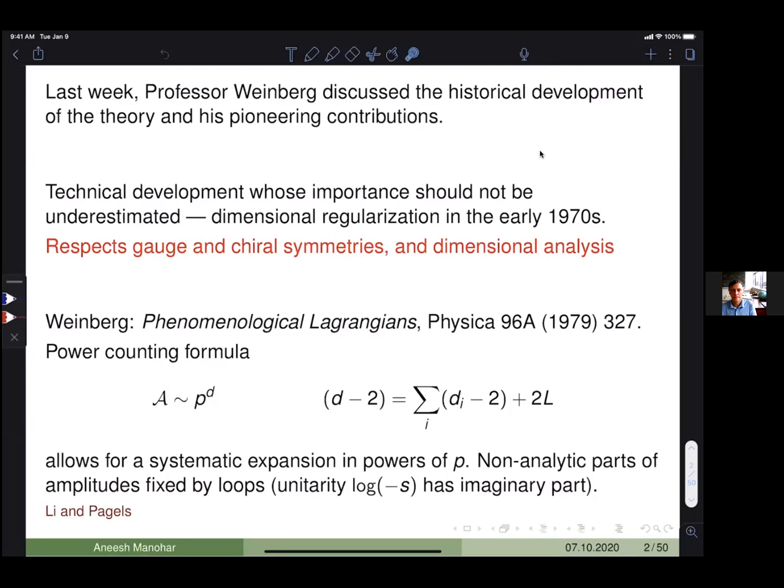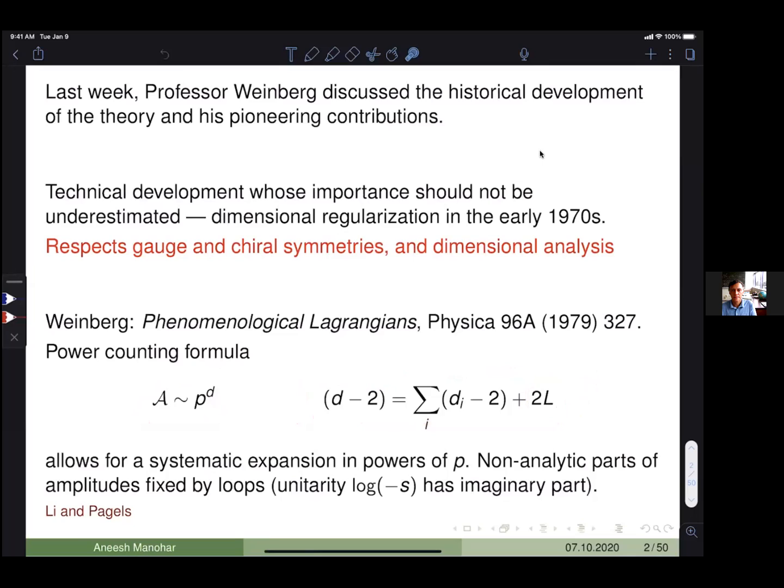Since Professor Weinberg didn't have slides, I just wanted to show you his famous formula, which he mentioned in words, which was the power counting formula for chiral perturbation theory, which tells you that amplitudes grow like a power of momentum, and the momentum formula is given by this over here. So every time you add a loop, the power of P goes up by 2.